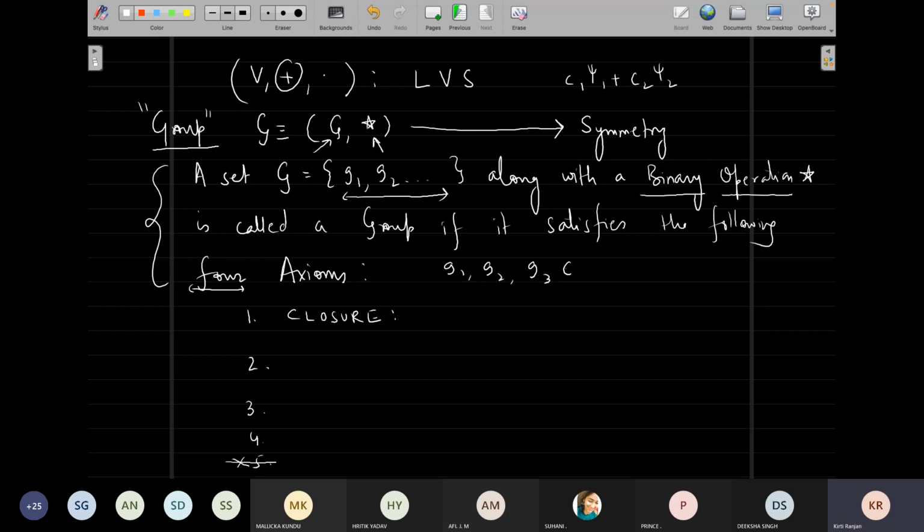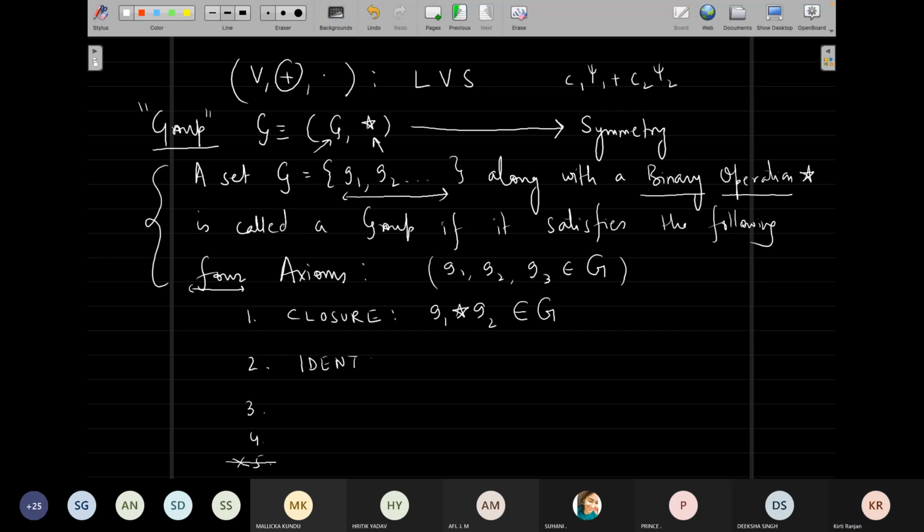So let's say G1, G2, G3 are the elements which belong to set G. Then the first axiom is closure. What would be closure? That if G1 belongs to capital G, and G2 belongs to capital G, then the binary operation of G1 with G2 will also belong to this group. So that's closure.